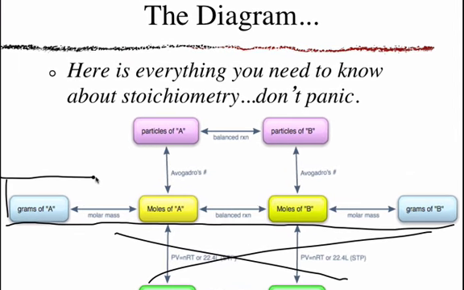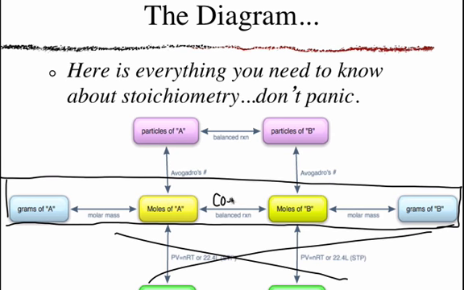This right here down the middle is the most common pathway that you're going to take. You're going to go from grams of A, use the molar mass to find moles of A. Then you're going to use those coefficients in the balanced equation to get to moles of B, and then you're going to use the molar mass to go back to grams of B. And this may seem a little overwhelming right now, but we're going to get lots of practice with this.